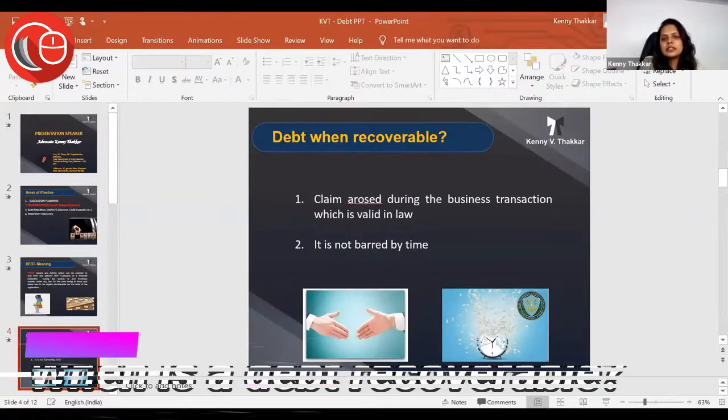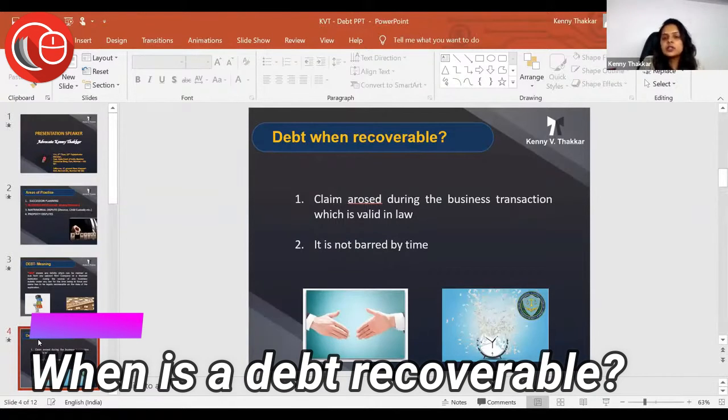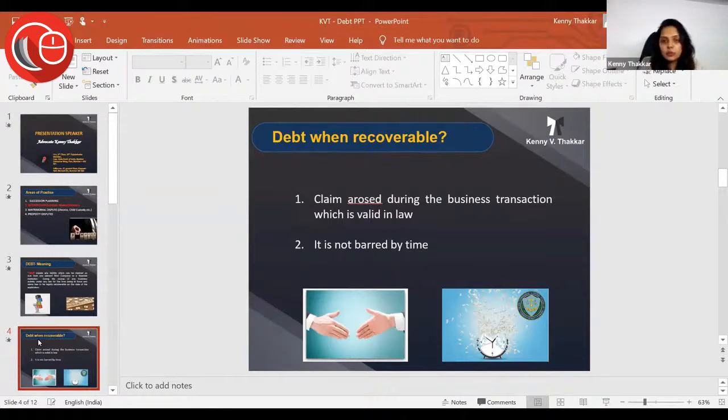Then the question is when is debt recoverable. This is a very interesting aspect. Today I lend money, and can I recover the money tomorrow itself? So when is it recoverable? First thing is, it has to be a business transaction which is valid in law. The debt that you are claiming for has to arise from a transaction which is legally valid in law.